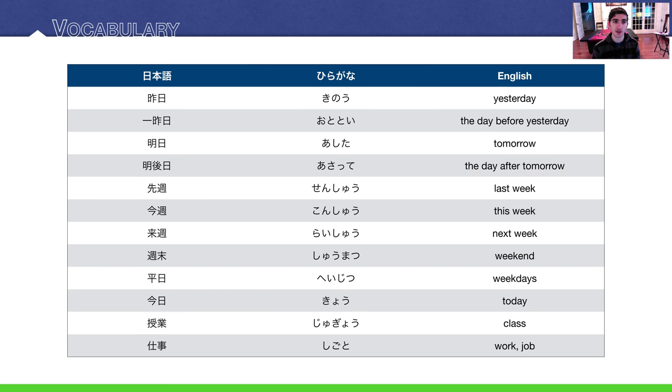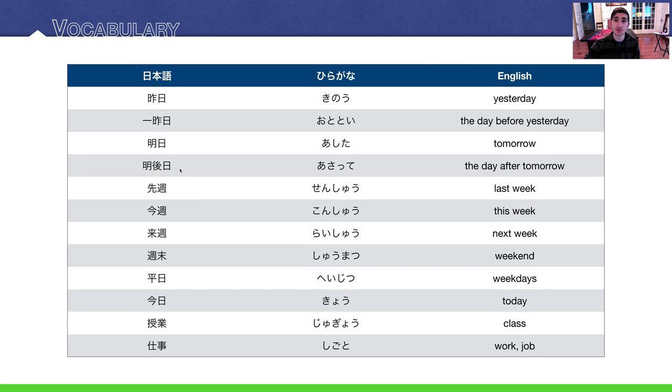Yesterday is 昨日. The day before yesterday, 一昨日. Tomorrow is 明日. Now a few of these words can have different pronunciations. The ones that I'm giving you right now are the ones that the textbook I'm loosely basing my order off of presents, and these are the most commonly spoken readings. So this is 明日, tomorrow. The day after tomorrow, asatte.